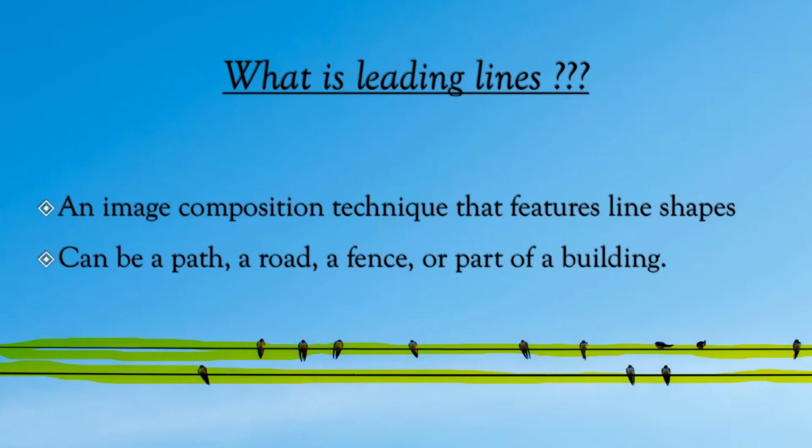A leading line can be a part of a road, a fence, or a part of a building. A leading line can be a physical leading line, like a part of a road, a fence, or part of a building. A leading line may also not exist physically, which we can infer as a gaze, a shadow that's created by something.